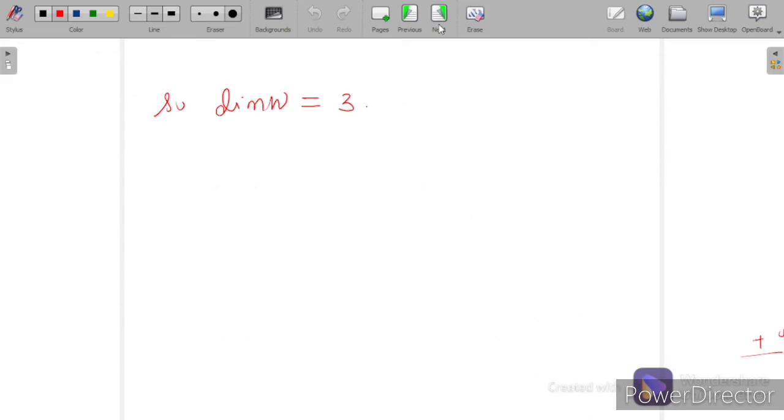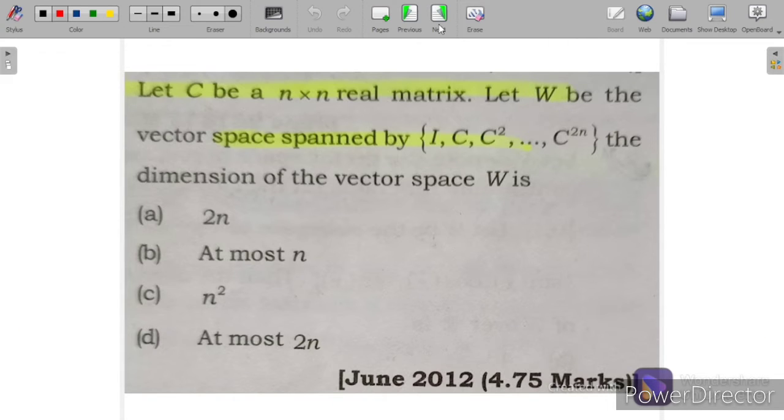Now the next problem is, let C be an n cross n real matrix. Let W be the vector space spanned by the set I, C, C square and so on, C to the power 2n. Then the dimension of the vector space W is. This is a similar problem which was asked in June 2012 in part C. The answer is in one line.